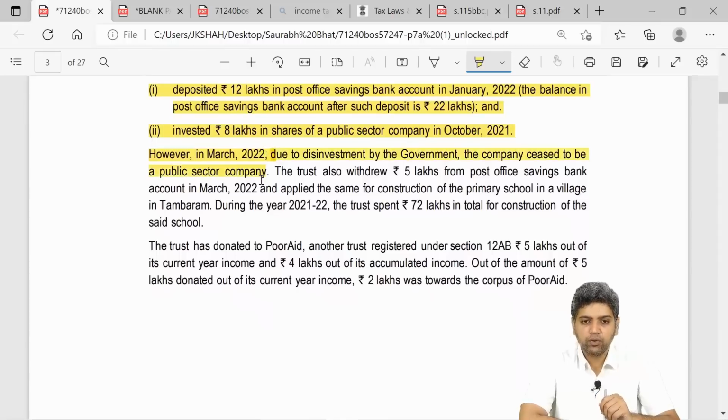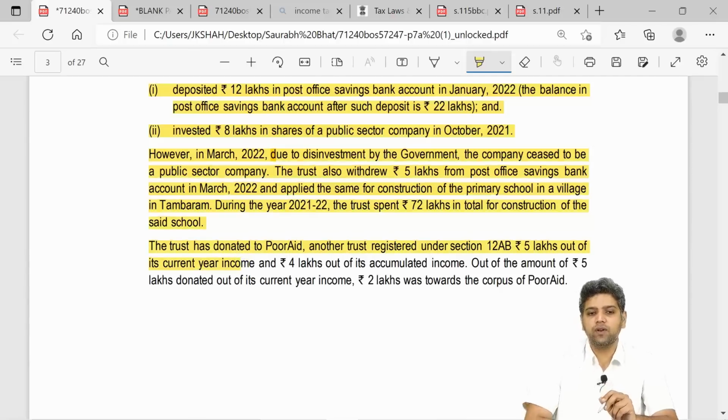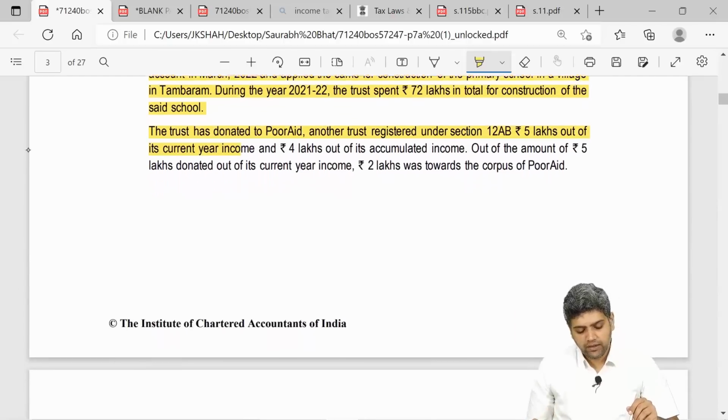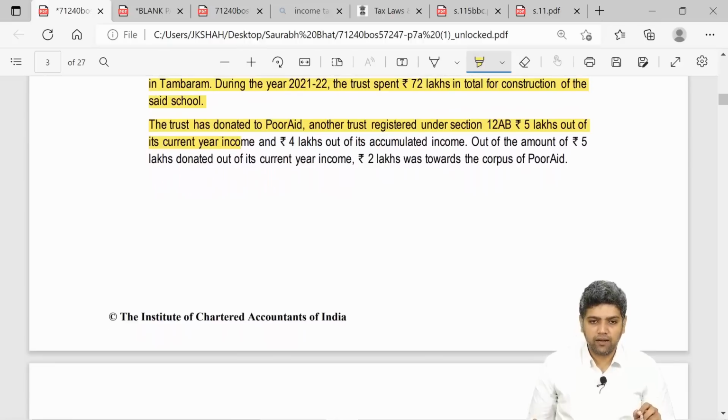However, in March 22, due to disinvestment by government, the company ceased to be a public sector company. The trust also withdrew 5 lakhs from post office savings bank account in March 22 and applied the same for construction of primary school in village Tambaram. During the previous year 21-22, the trust spent 72 lakhs in total for construction of the said school.